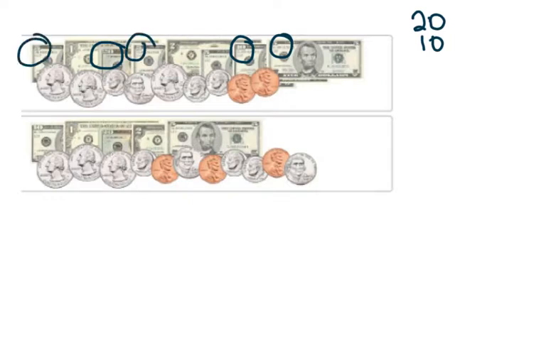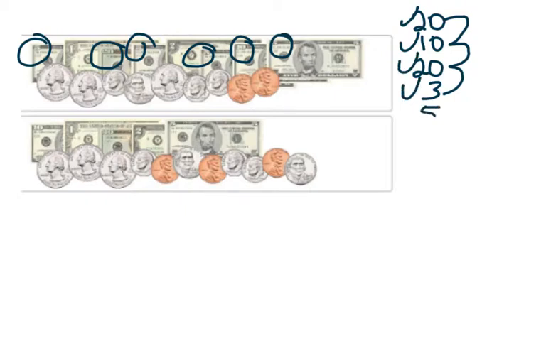And another $5 bill here. And another $5 bill here. So I have 4 $5 bills. So that's $20 more. Then I have a 2 and a 1, so that's worth $3. So I have 20, 30, 40, 50, 3. 20, 30, 40, 50, 53. So I have $53 on this one.